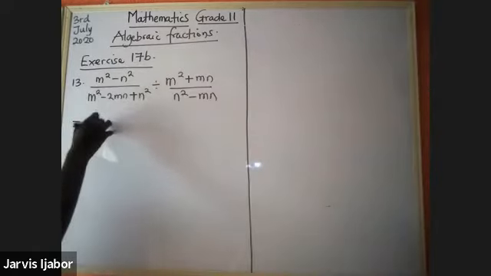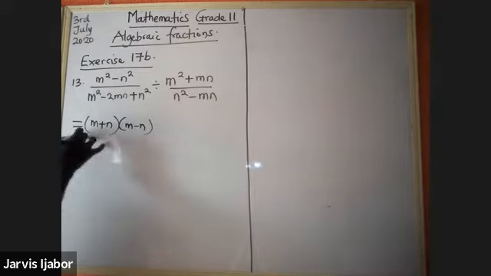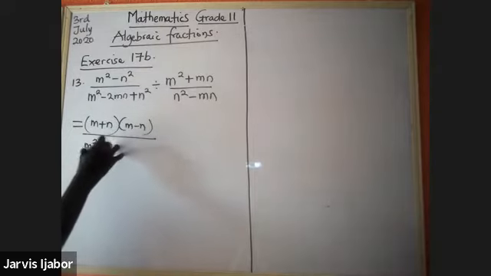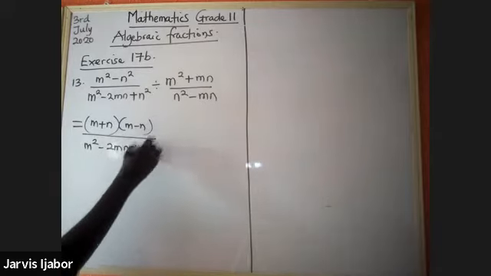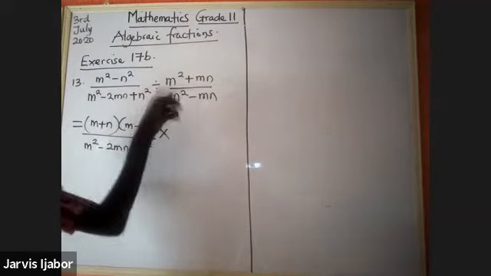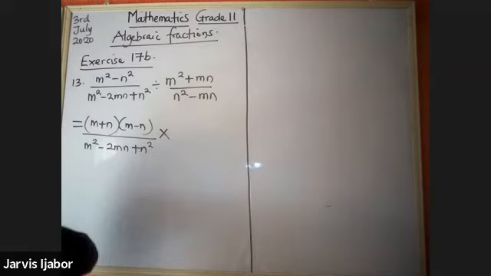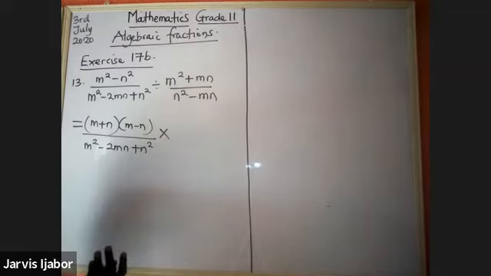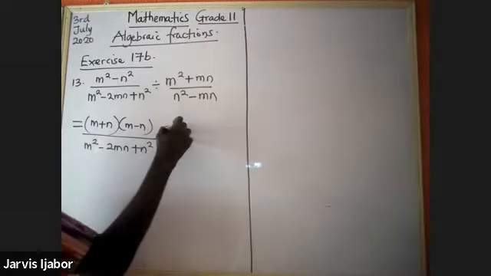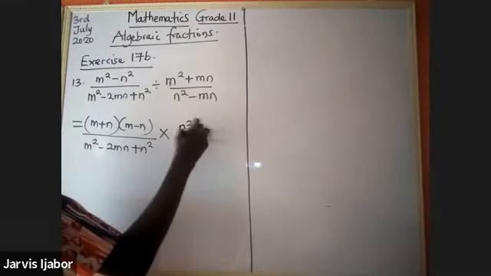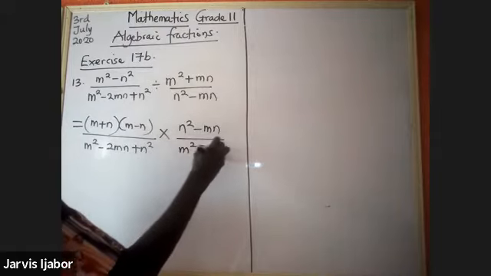So I'll have m plus n into m minus n. You should be very conversant with this one now. Divided by m squared minus 2mn plus n squared, times. The first thing I'll do now is to turn this. Please don't try to do too many things at the same time. For me, I may be able to do that, but for you, it might be important that you try to take care of them one at a time. So this will be m squared minus mn divided by m squared plus mn.